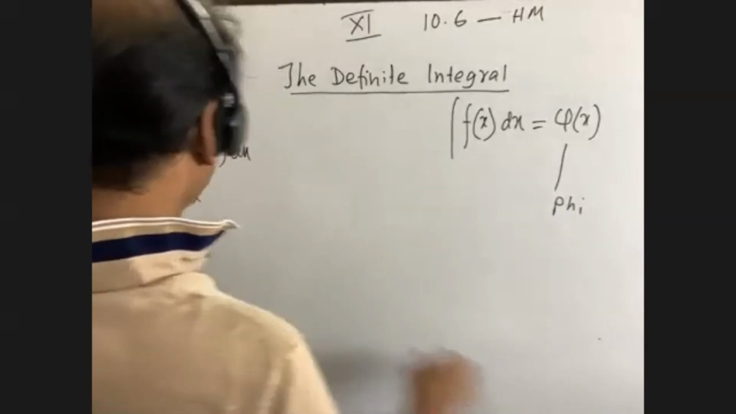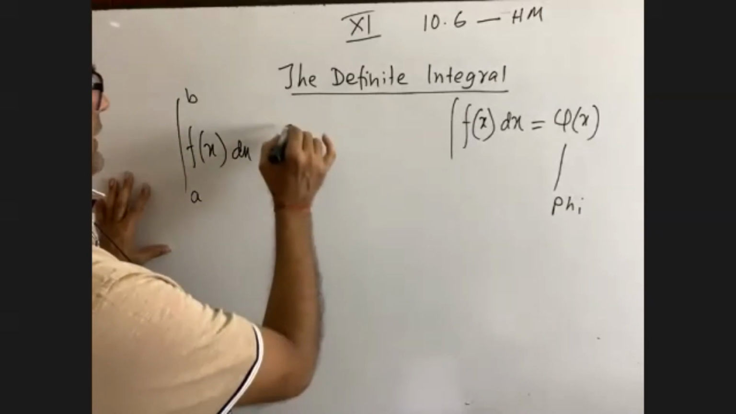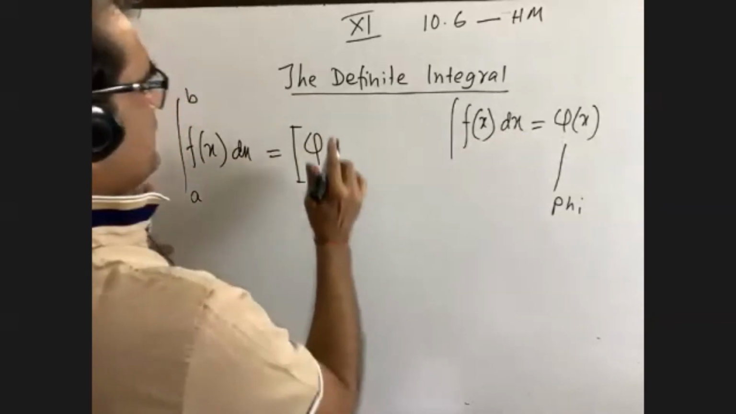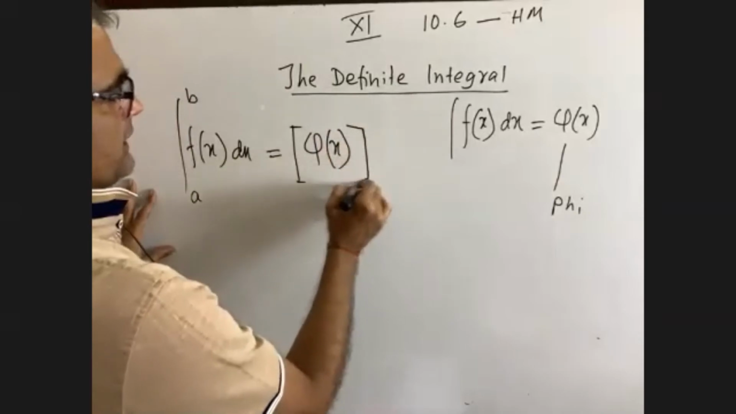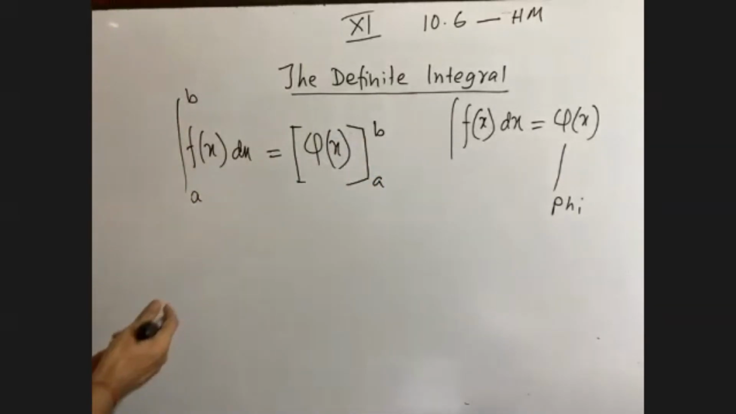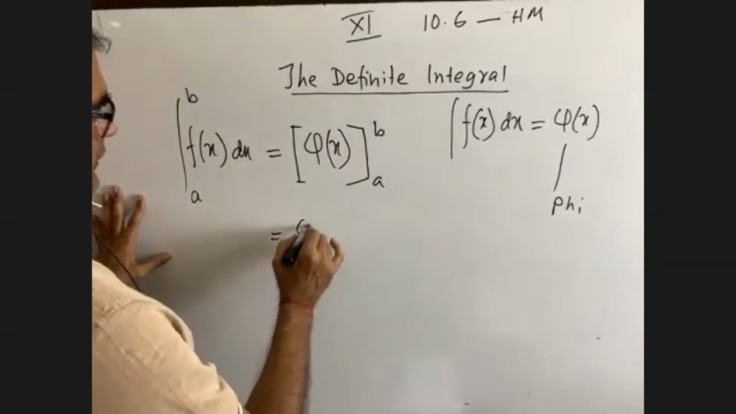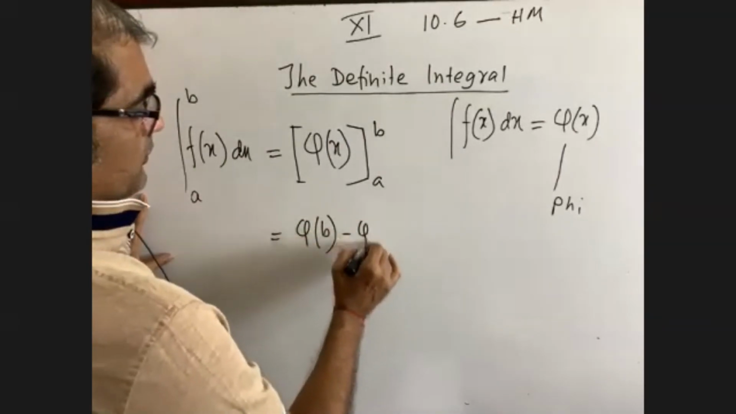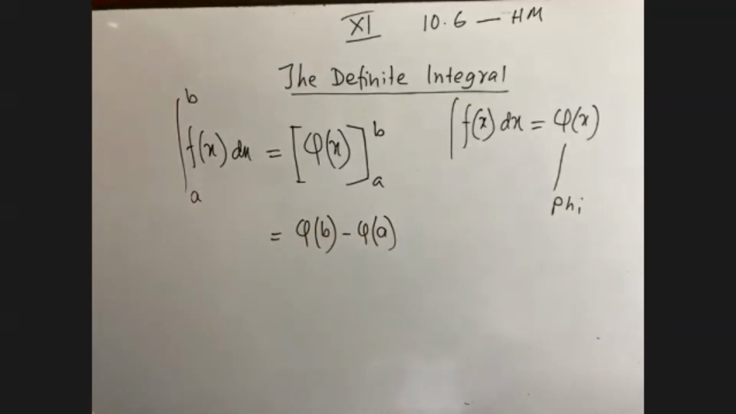Now it can be written in third brackets. This is phi, as I told you, phi x. Third bracket is done. This is a and this is b. Please try to understand. Now, what is meant by this? It is nothing but phi b minus phi a. It is equal to phi b minus phi a.